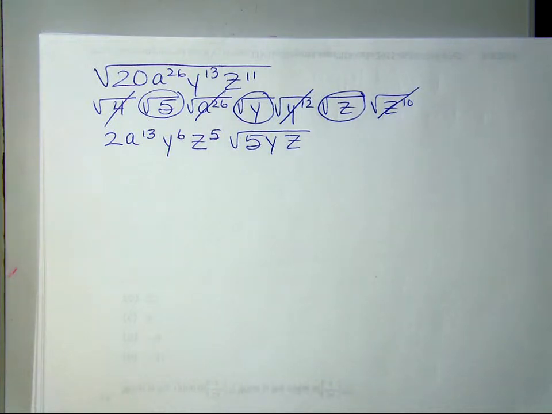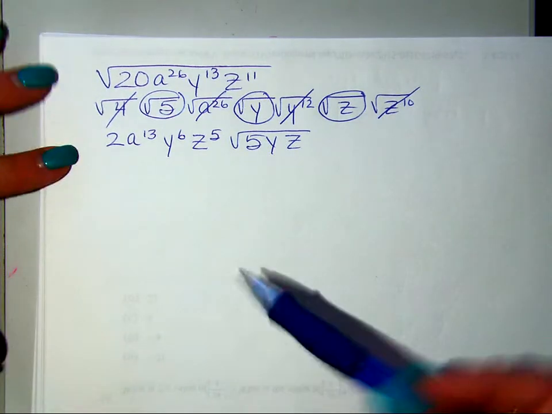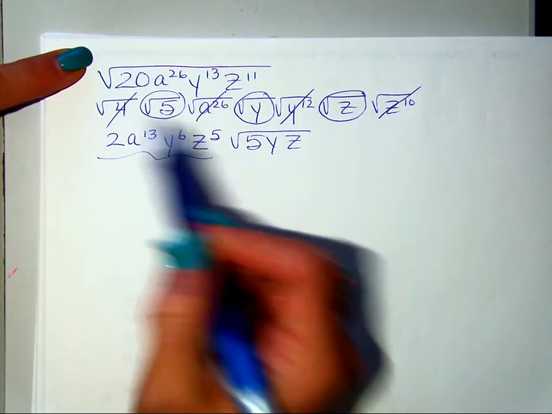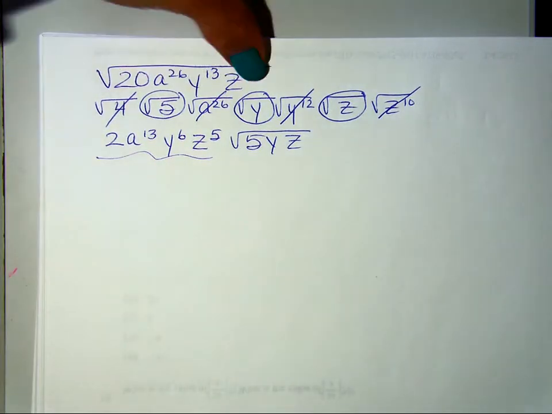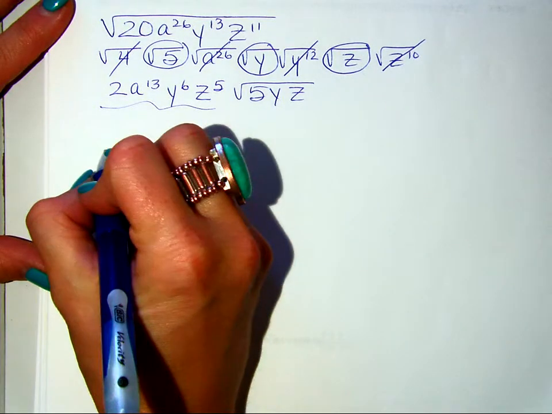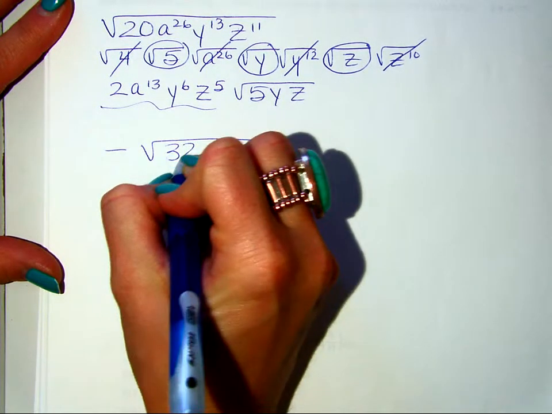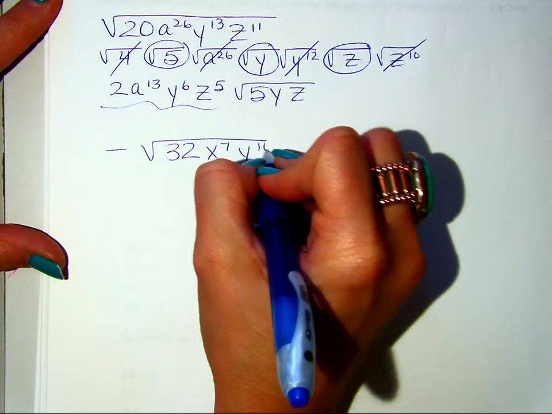Now, I will say this. Some people every year will try to not, like, imagine if those slashes in those circles weren't there. When you go to look back after you pulled all these out, how would you know which ones go in the radical and which ones don't? So really focus on trying to get that circle there because it really helps visually prepare you for what's next. So 32, x to the 7th, y to the 16th.